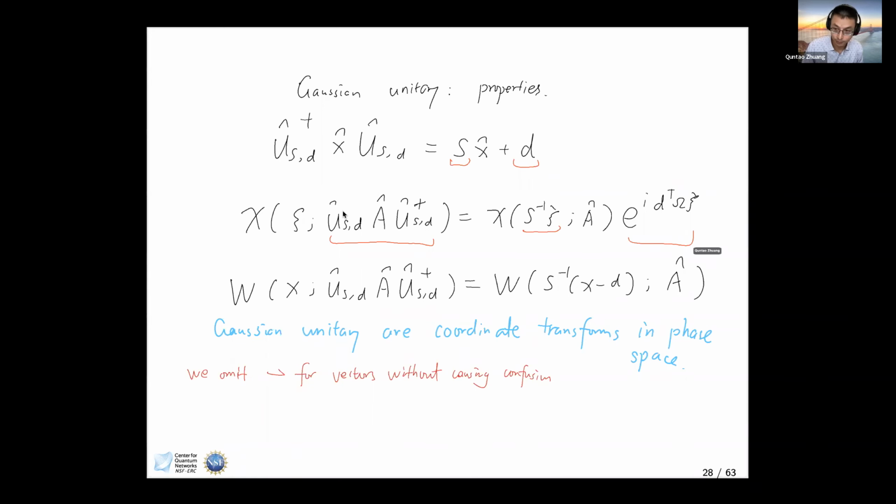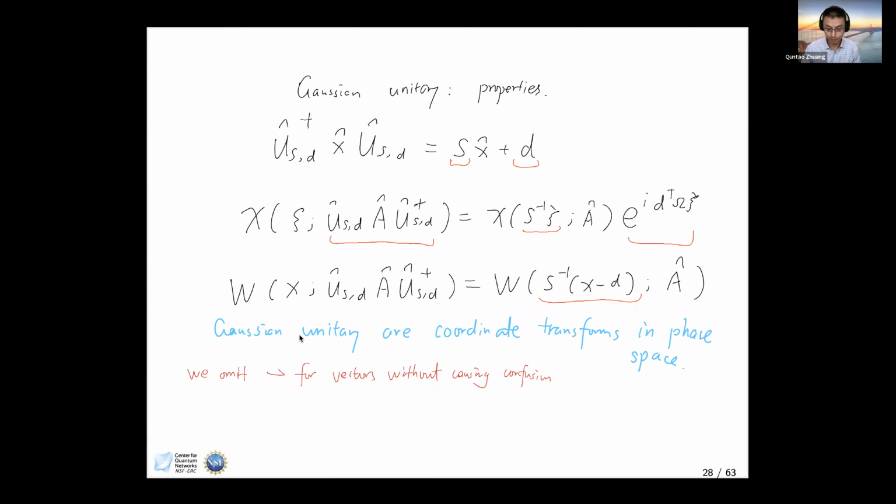And moreover, the Wigner function is actually just simply a coordinate transform. Here you see. If I have a Gaussian unitary like here acting on this operator, it just transforms the Wigner function to the same Wigner function, but the coordinate is slightly transformed. So Gaussian unitaries are coordinate transforms in phase space. And by the way, this orthogonal basis we just built up is called the phase space of Wigner functions.